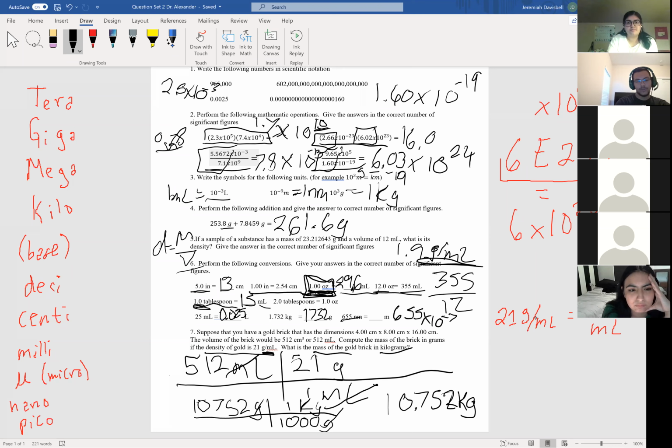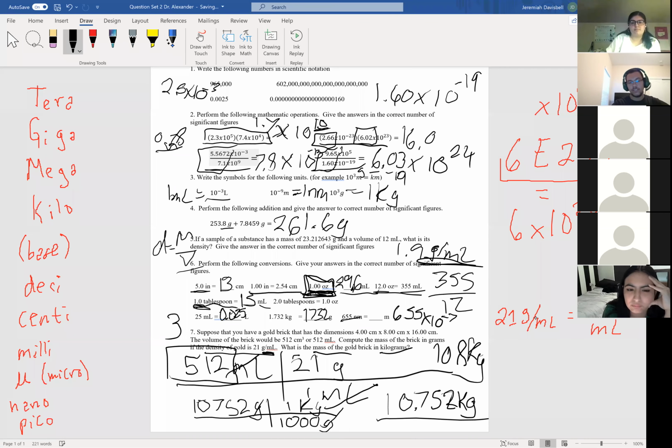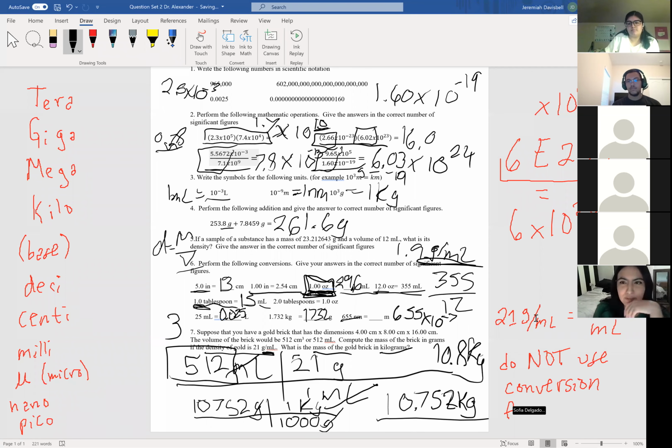Okay, so our given was the 512 milliliters, right? That's what we started off with. And then we used the density to convert. So how many significant figures do we have for our given here, the first thing that we started with? Top left. Oh, 3. 3, right? So since we have 3 here, what would it be down here? 10.8. 10.8 kilograms. Perfect. So whenever it's like that, you only use the conversion that you use as the base for the significant figures?